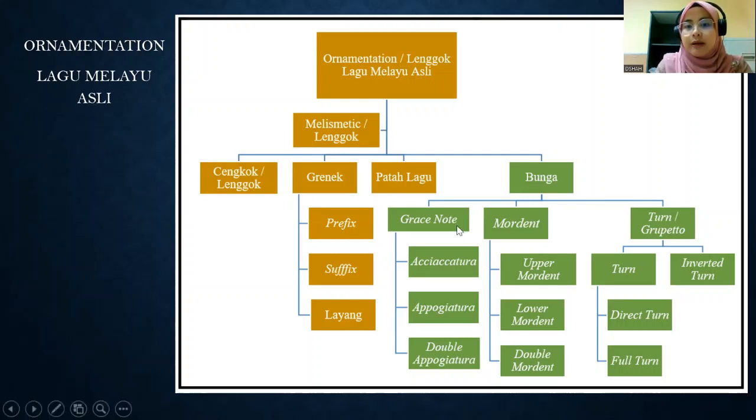So the bunga will have acciaccatura, appoggiatura, and double appoggiatura, mordent, upper mordent, lower mordent, double mordent, and turn or gruppetto: turn, direct turn, full turn, or inverted turn. So if you see the colors, brown here is originally only in Malay ornamentation, which makes the lagu Melayu Asli ornamentation different between the Western and the Malay.